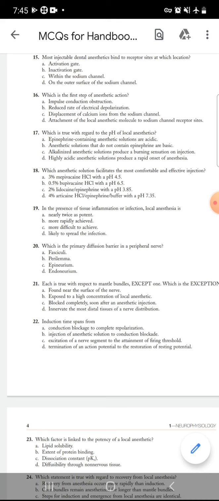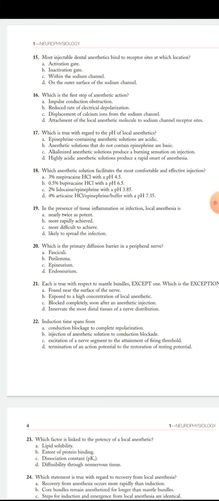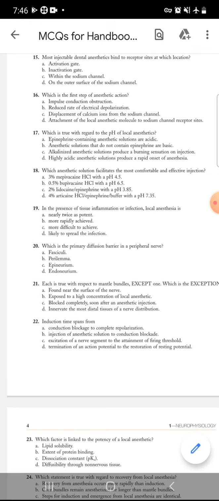Question number 17. Which is true with regard to the pH of local anesthetics? A. Epinephrine containing anesthetic solutions are acidic. B. Anesthetic solutions that do not contain epinephrine are basic. C. Alkalized anesthetic solutions produce a burning sensation on injection. D. Highly acidic anesthetic solutions produce a rapid onset of action.